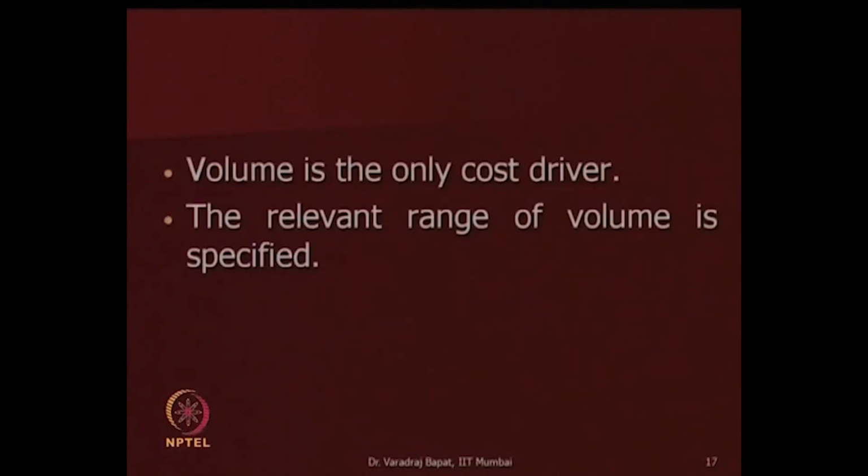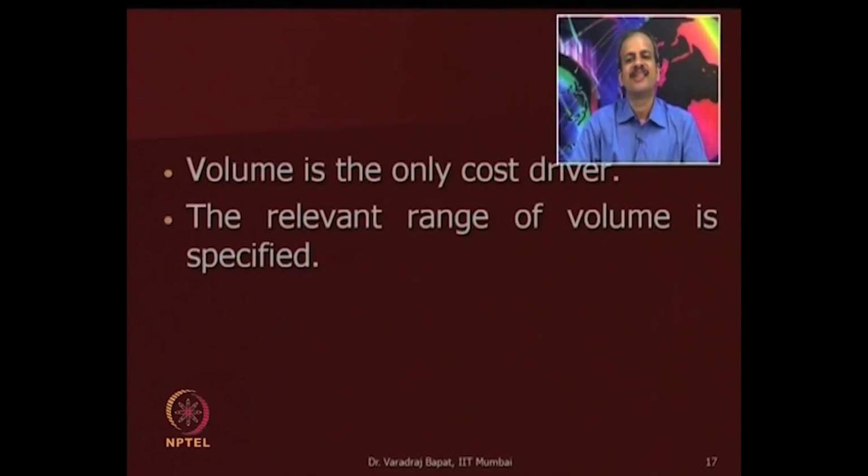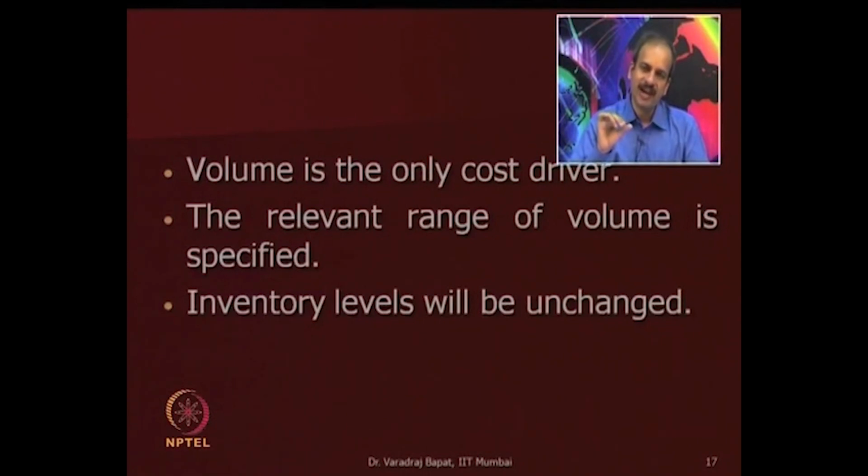One more assumption is that volume is the only cost driver. So, there could be some other cost drivers, but we ignore them. Relevant change in the volume, relevant range of volume is also specified, because beyond the range, let us say from 100 to 1000 we have capacity. If the production goes beyond 1000, then we have to obtain a new equipment or we have to increase the capacity, then the cost structure will change. But within the relevant range, the cost structure remains constant.